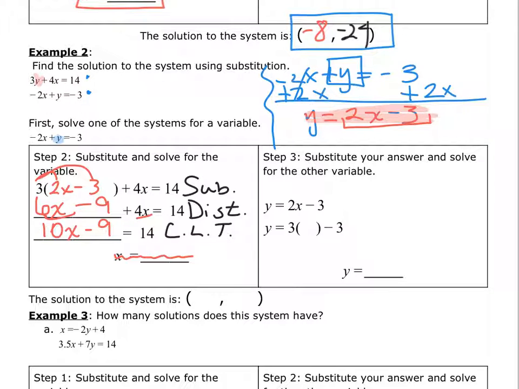So next to get x by itself, what do I need to move? Add 9. So I have 10x is equal to 23, right? Yeah. So finally I'm going to divide both sides by 10. So x equals 2.3. So my x value is 2.3.